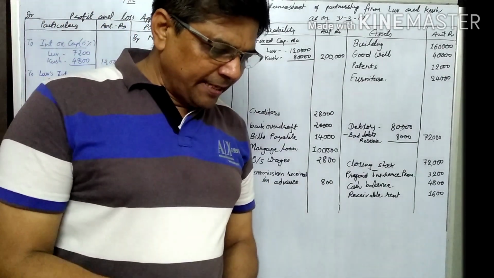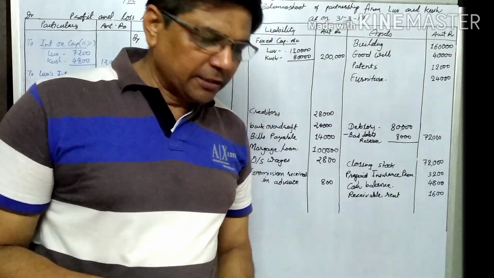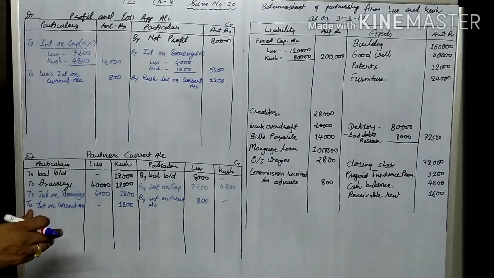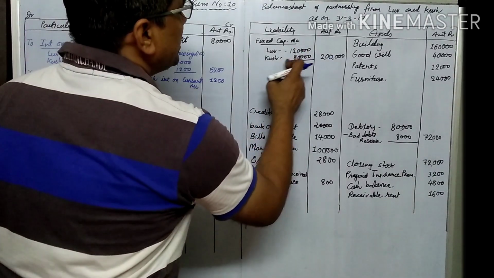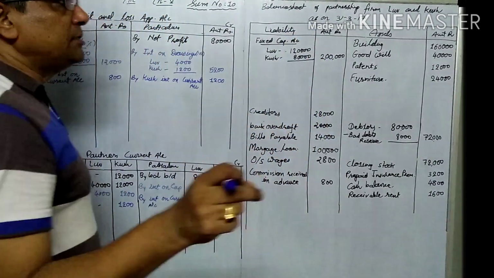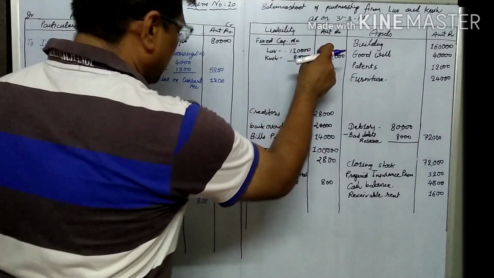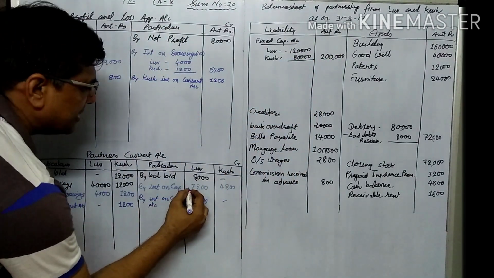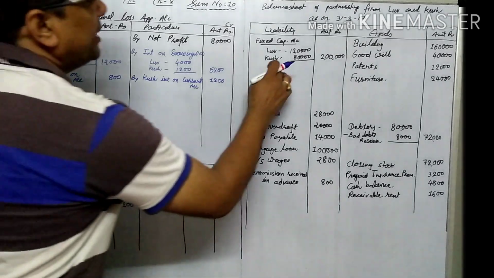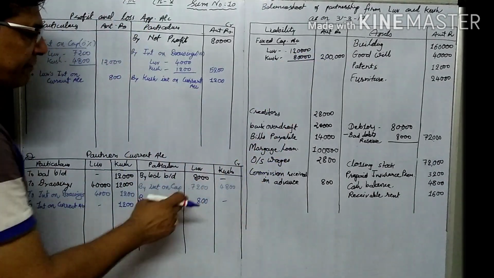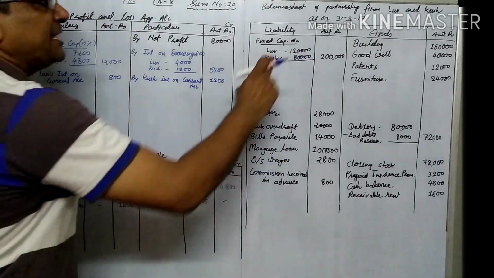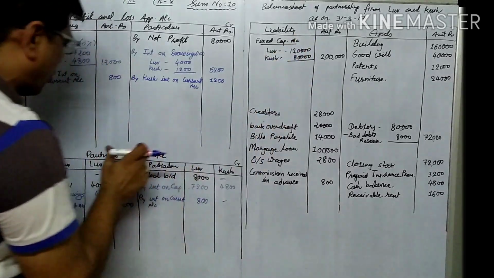The first adjustment is provide interest on capital 6%. So now look at interest on capital. We have capital 1,20,000 and 80,000. 6% interest is there. So 6% of 1,20,000 is 7,200. And now 6% of 80,000 is 4,800. This is fixed capital, but the interest on capital we have to record in current account.